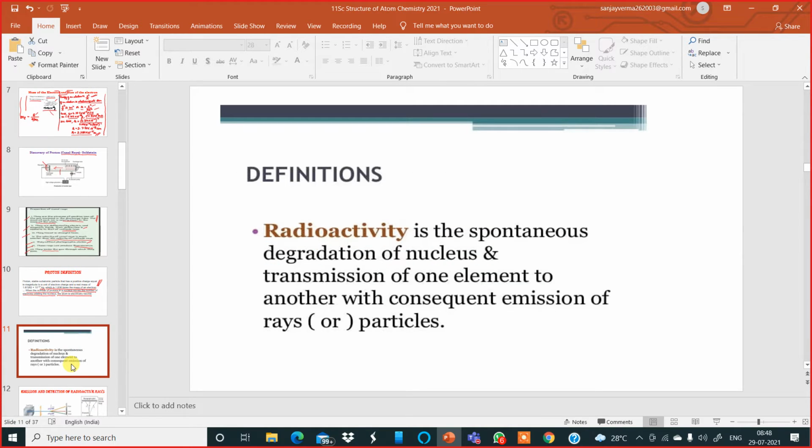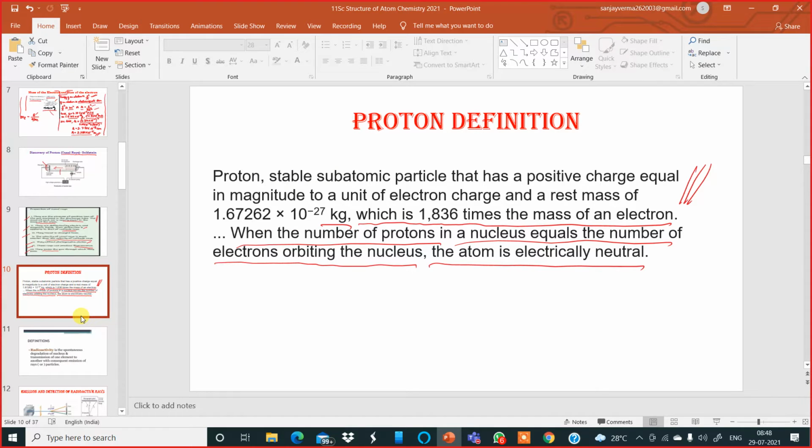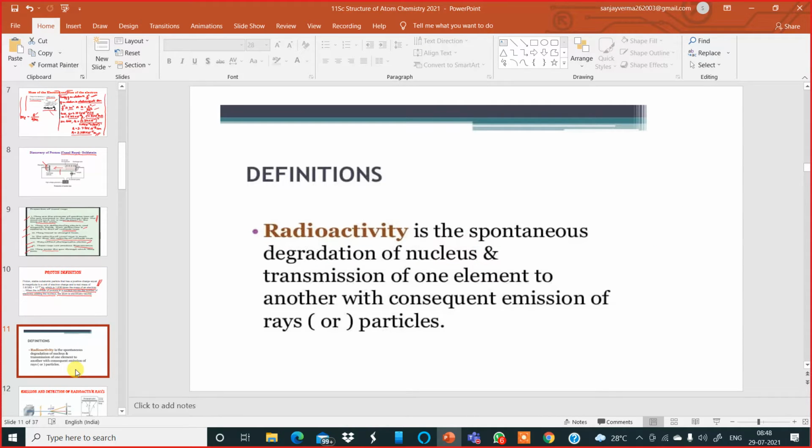After the discovery of the protons, we come to radioactivity. Radioactivity is a spontaneous degradation of the nucleus. And please keep in mind, after proton there is one more particle in the nucleus which is not carrying any charge. So regarding the nucleus, I'll talk about it after some time. So it is the transmutation of one element to another with consequent emission of rays or particles. Those particles can be alpha particles, those particles can be beta particles.